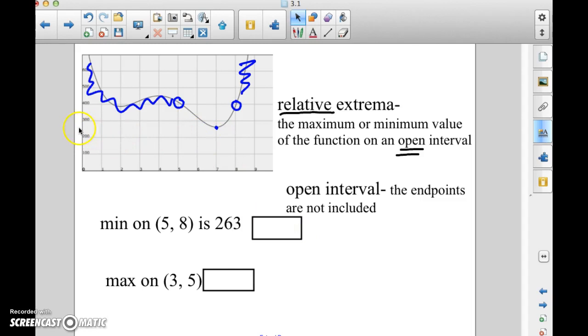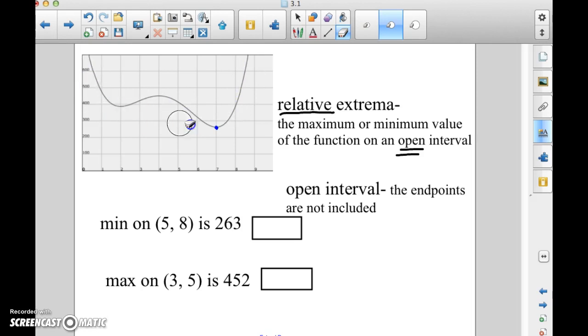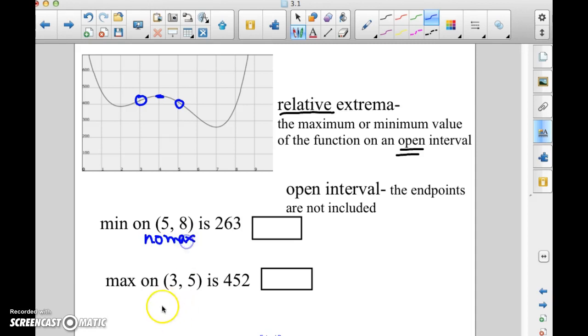It's about 263. The maximum value, we try to get up to the highest point, which looks like it might be around here, but we can't get there because that point's not included. So there is no maximum between 5 and 8. But if we look for the maximum value between 3 and 5, so we're looking at a different interval now, 3 and 5, we do have a maximum on that interval, but the interval from 3 to 5 would have no minimum. So this would have no max, and this would have no min.